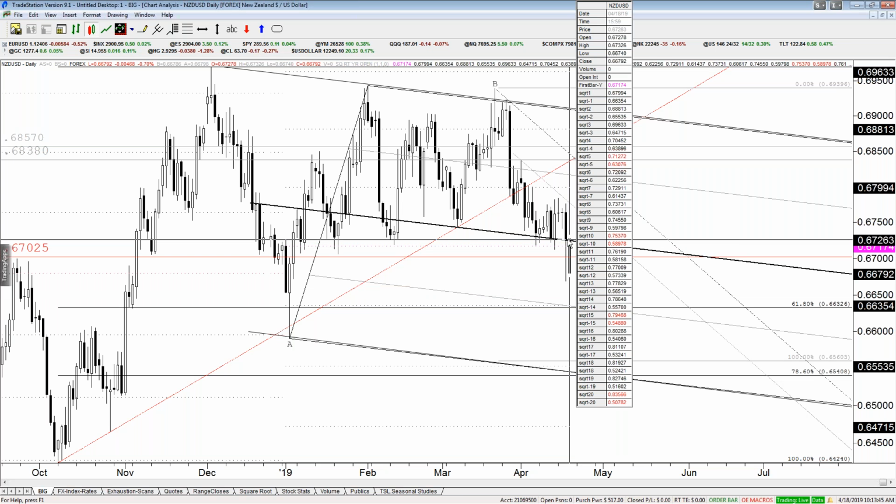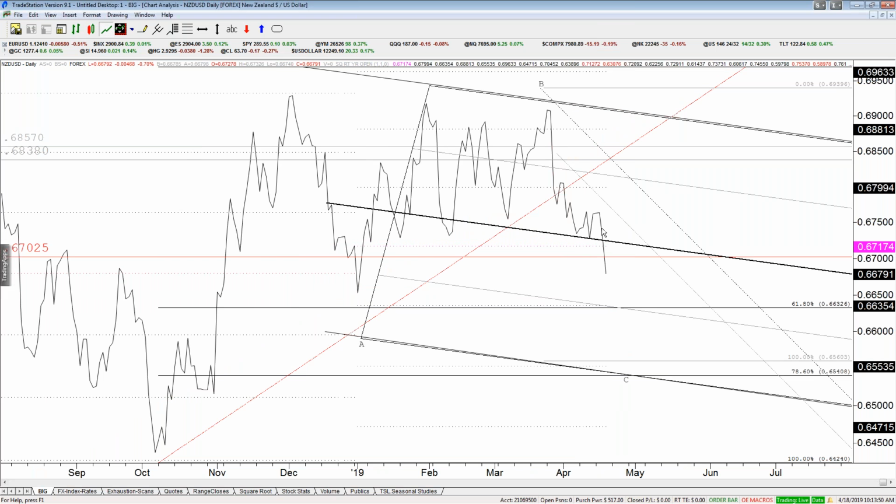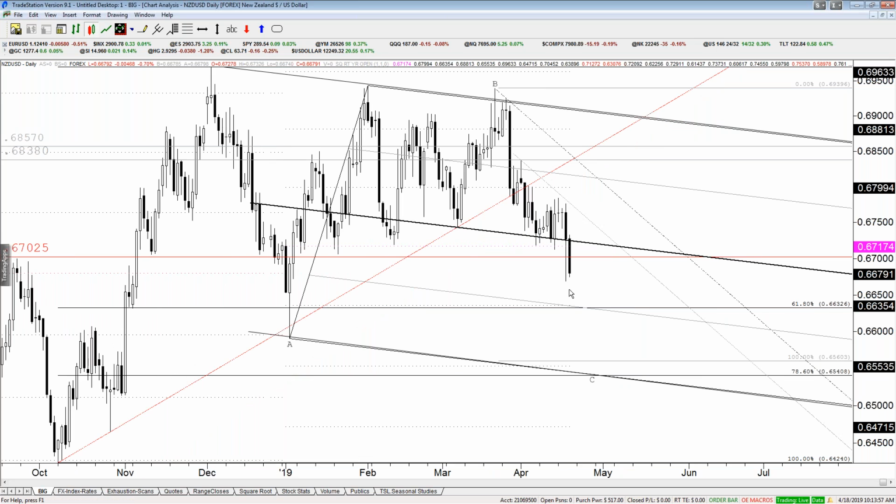No harm, no foul. If we look at this on a closing basis, in fact, you can see all the closes on these levels right here. Okay, so we closed on it, but as it stands now, we now have a median line break. So what you're looking at at this point is resistance at essentially 67.